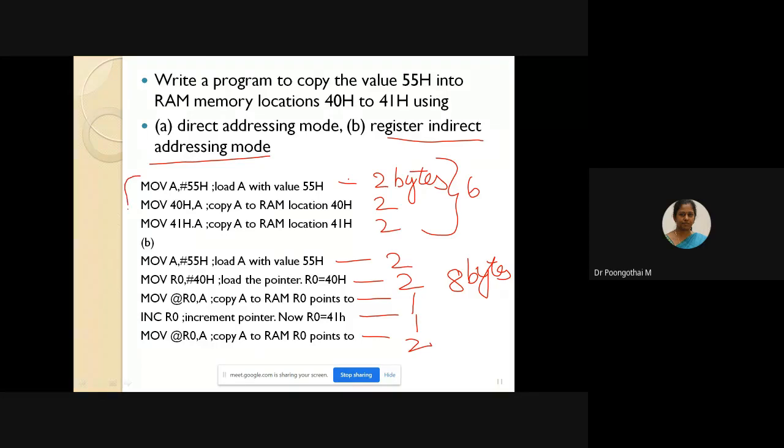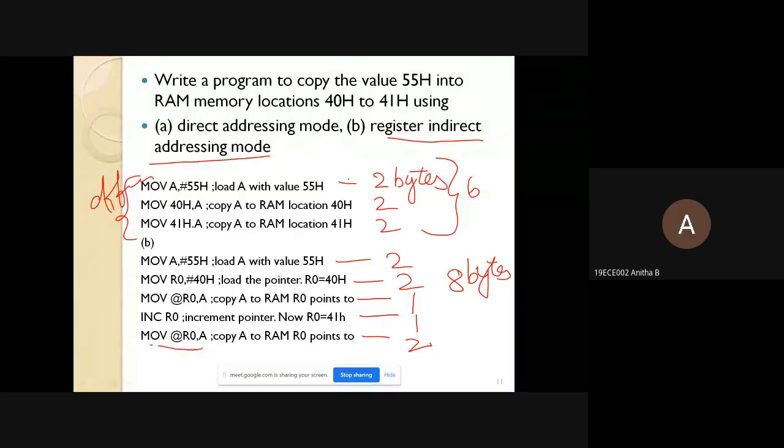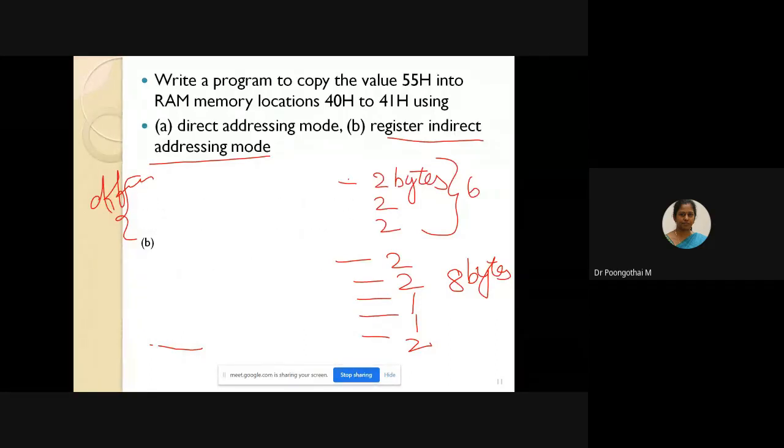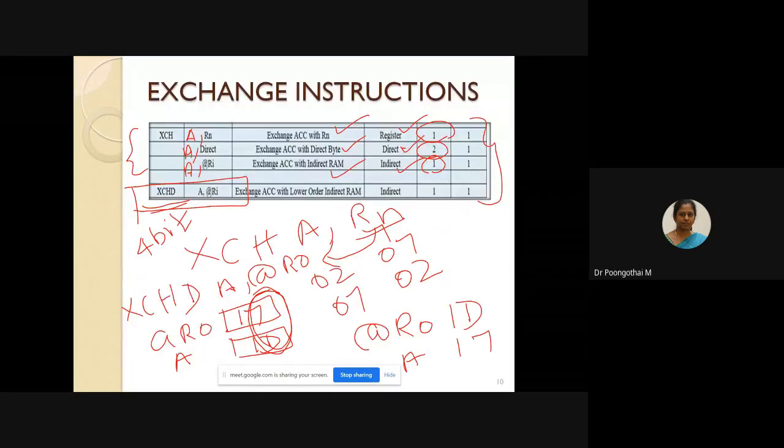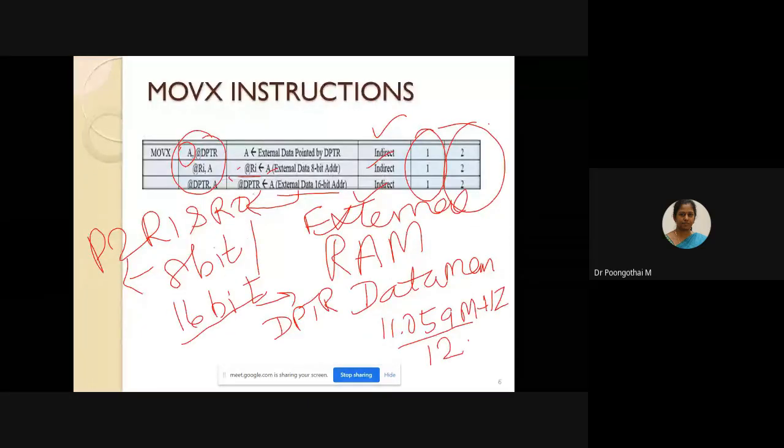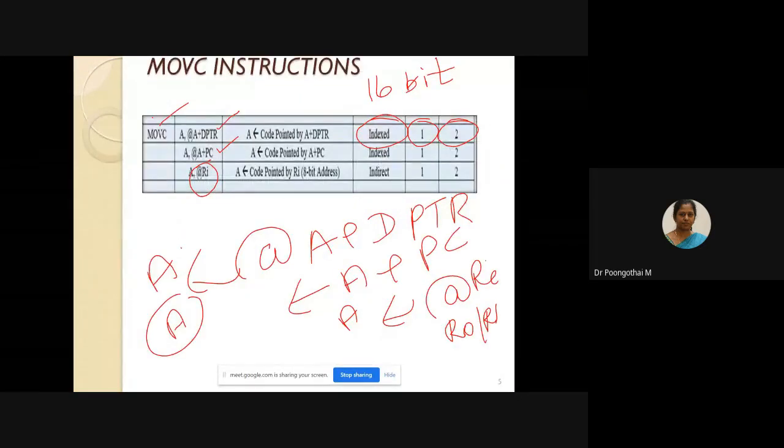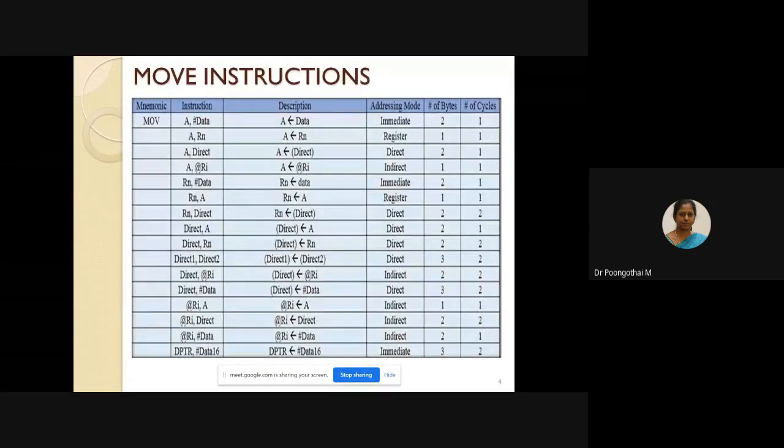So this code is the efficient code. It requires less number of memory locations. Ma'am, the last code takes only 1 byte of memory. Remove the @R0 command, one second, I will refer and tell. @R0, comma... 1 byte only. Okay.